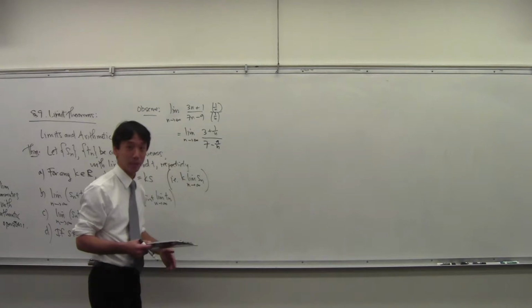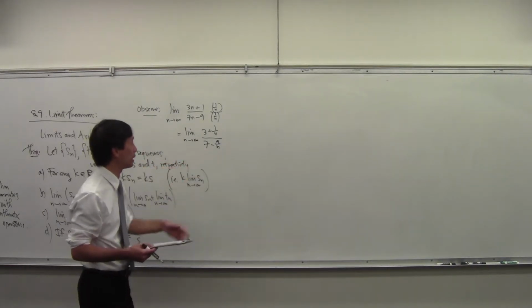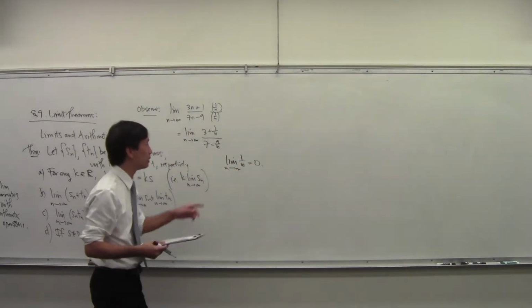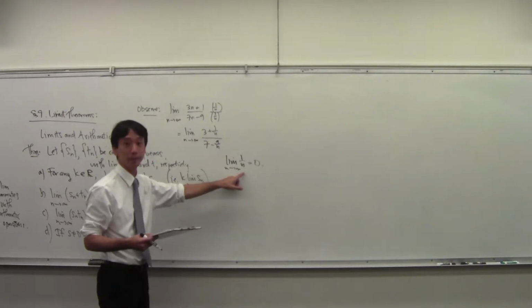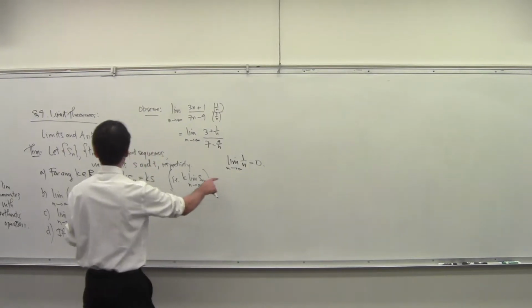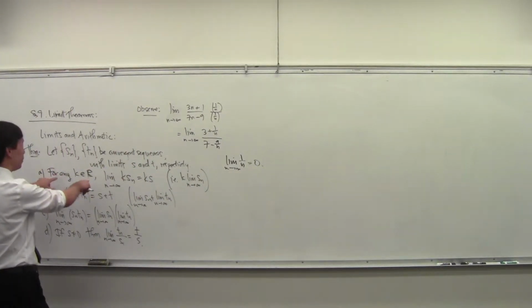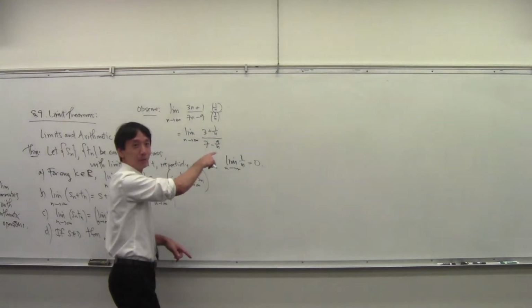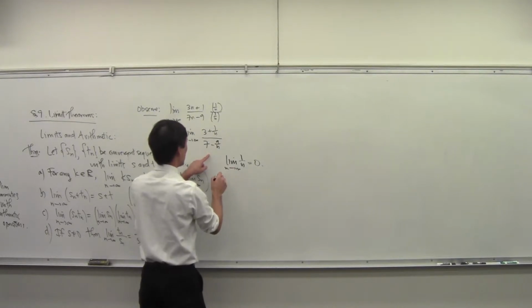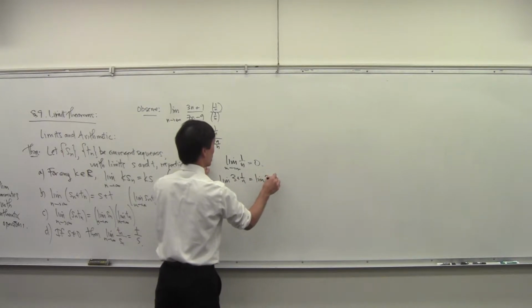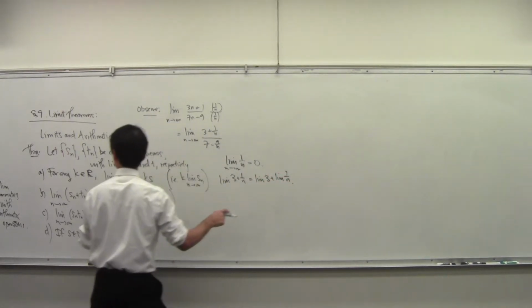To be completely correct about this, you'd have to prove two things. You'd have to prove that the limit of 1 over n as n goes to infinity is 0. First, you'd have to prove this. And then you would say, by property A, I know that this negative 9 over n goes to 0. So you say the limit of 3 plus 1 over n equals the limit of 3 plus the limit of 1 over n.